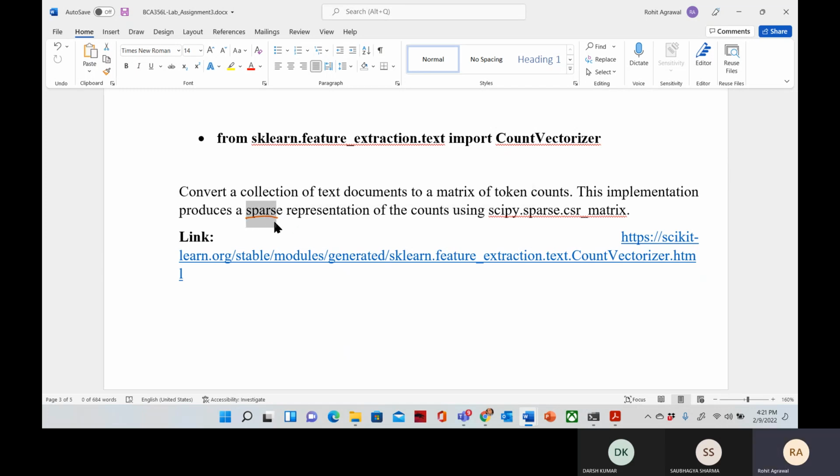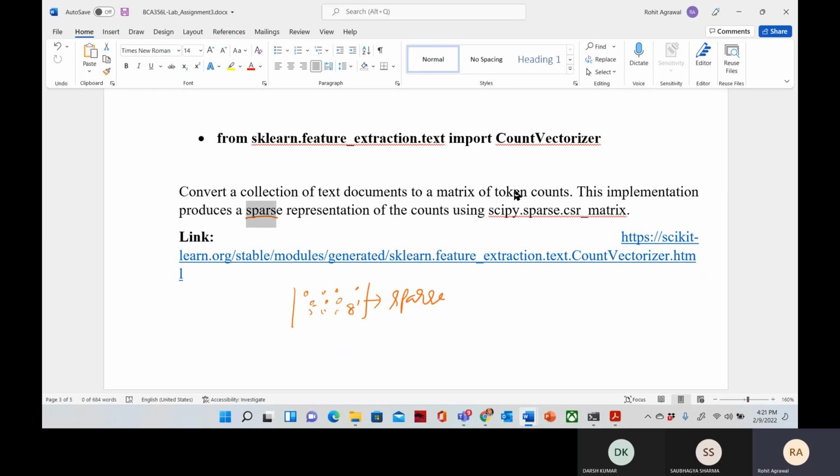So, sparse matrix. What does sparse mean? When most of the entries are zero and few entries are non-zero, it is called sparse. So it will give you a sparse matrix, or sparse representation of counts, using SciPy sparse.